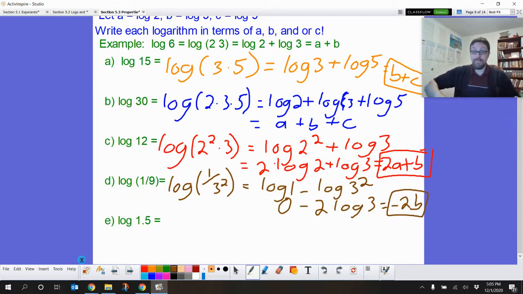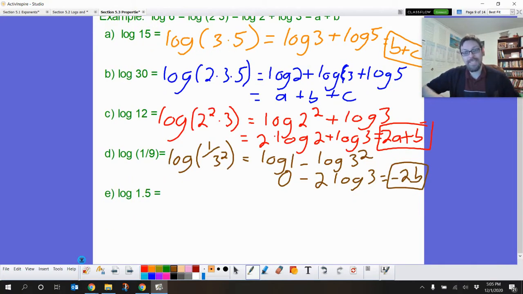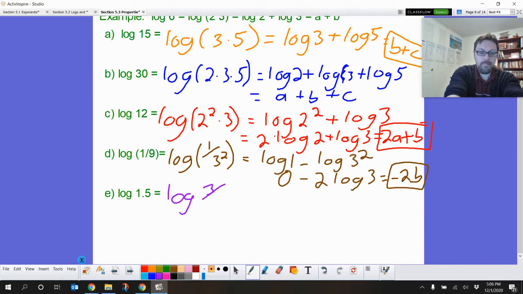Now 1.5 is a little sneaky. So 1.5, that is the same as 3 halves. 3 divided by 2 is 1.5. So that is the log of 3 minus the log of 2, which equals b minus a. Neat. They're kind of cool puzzles.